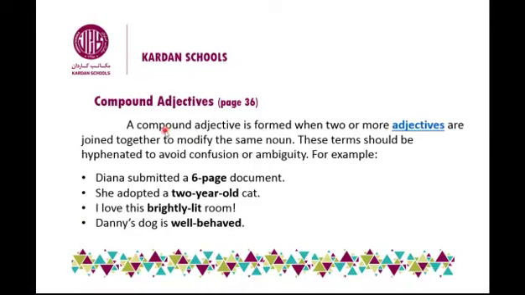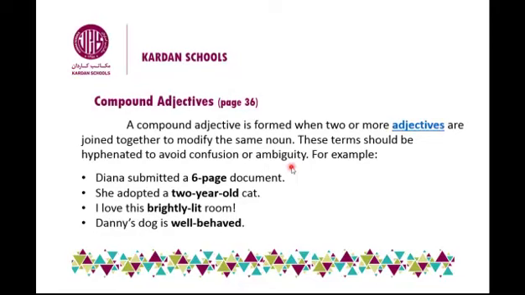As you know, adjectives are words that describe a noun or a pronoun, but here we are going to talk about compound adjectives. A compound adjective is formed when two or more adjectives are joined together to modify the same noun. Whenever some adjectives are combined with each other and they are modifying the same noun, that's called a compound adjective. These terms should be hyphenated to avoid confusion or ambiguity. And it's important to use a hyphen between the adjectives for avoiding confusion or ambiguity.